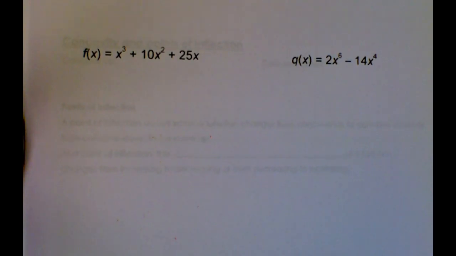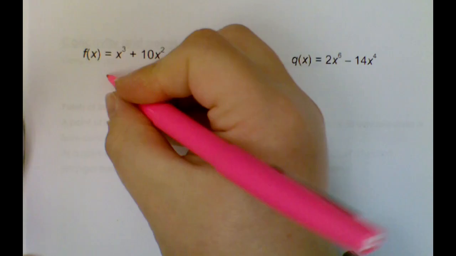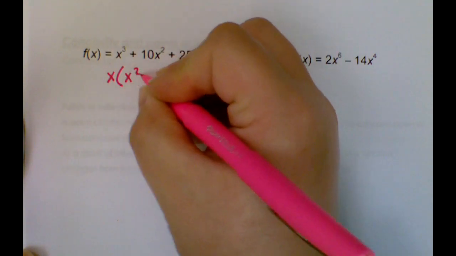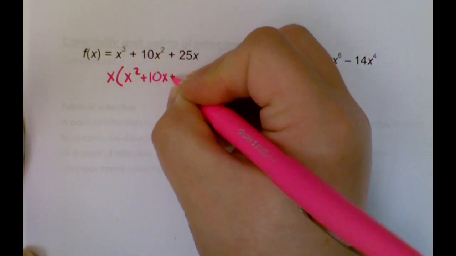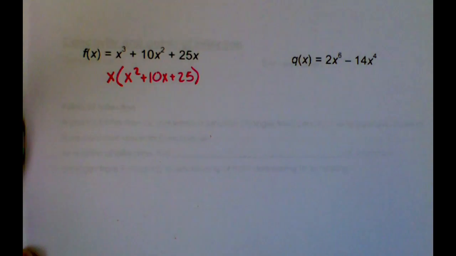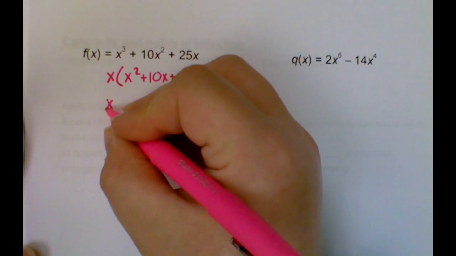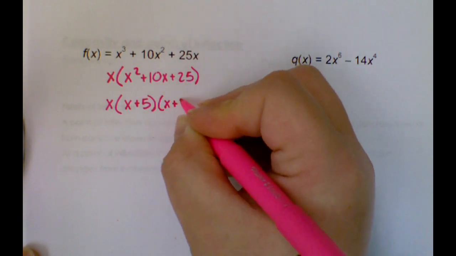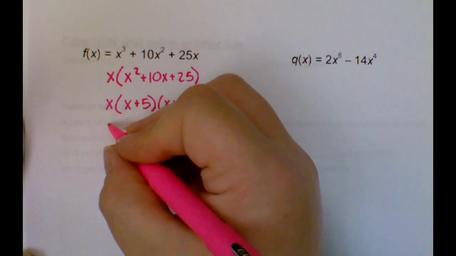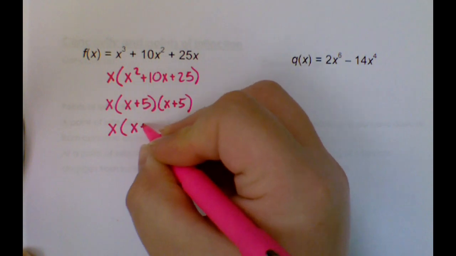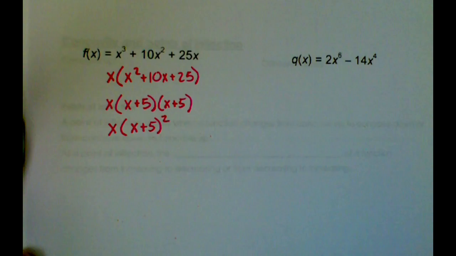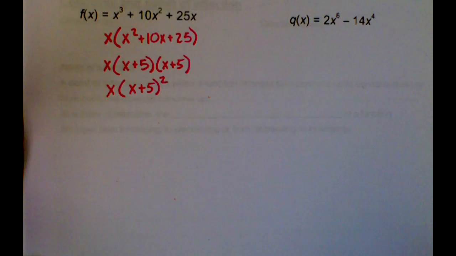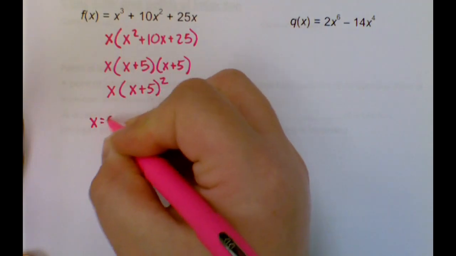And 2 more like this. We're going to start off by factoring again. Well, I'm going to take an x out of everything since that's the GCF, which leaves me x squared plus 10x plus 25. To factor x squared plus 10x plus 25, I'm actually going to make it x plus 5 times x plus 5, which I'm actually going to rewrite as x times x plus 5 squared, because now I can see my multiplicity.